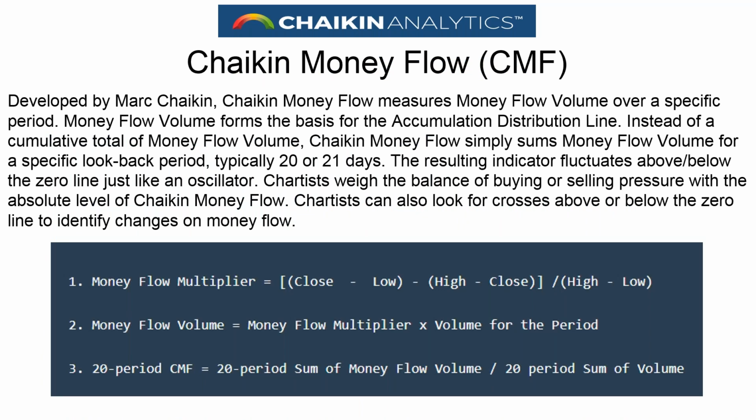And I'm giving you the formula here. The formula is in the public domain. Chaikin Money Flow Indicator is available on most, if not all, charting software packages. So basically, instead of cumulative total money flow volume, Chaikin Money Flow sums money flow volume for a specific lookback period, typically 20 to 21 days.